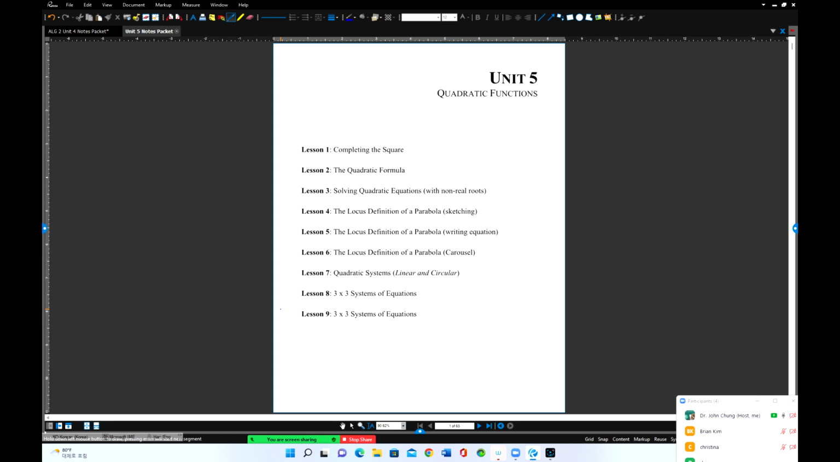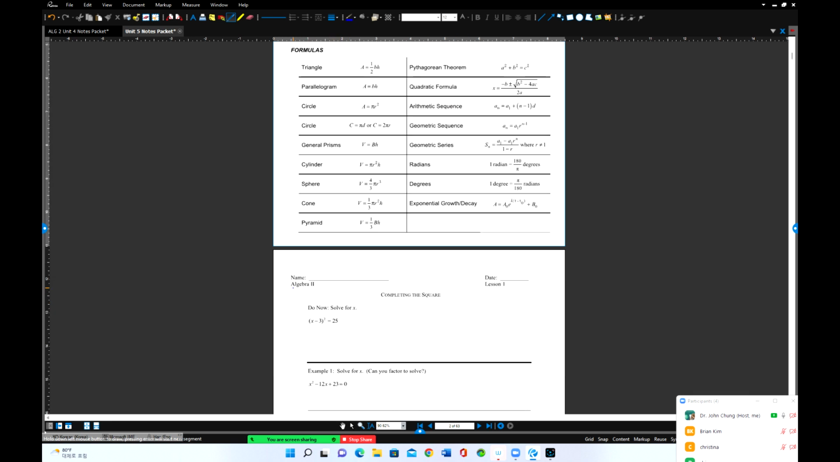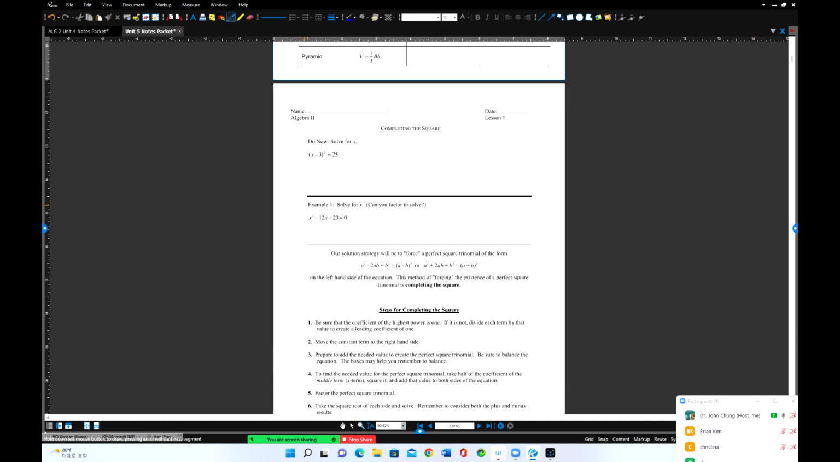The first one, completing the square. You learned this one in Algebra 1, okay? And the quadratic formula, you learned this one already. Solving quadratic equations. So we're going to have some practice going over this section. After that, our main topic today, locus of a parabola, okay? So we're going to go over something, or a text. We're going to solve this one.